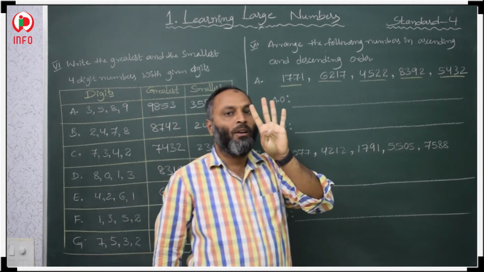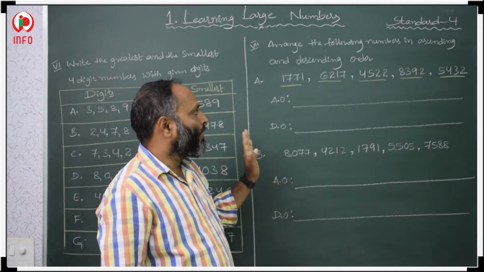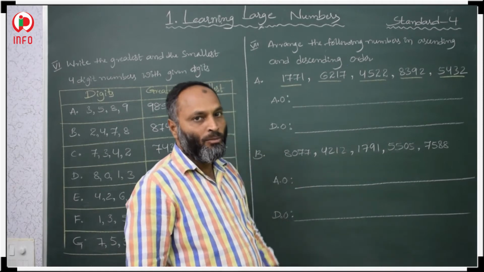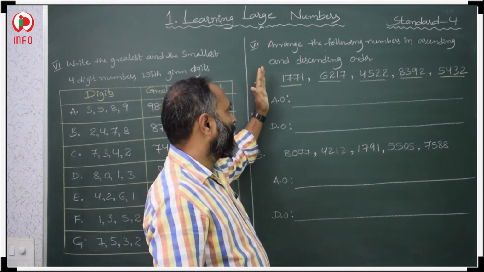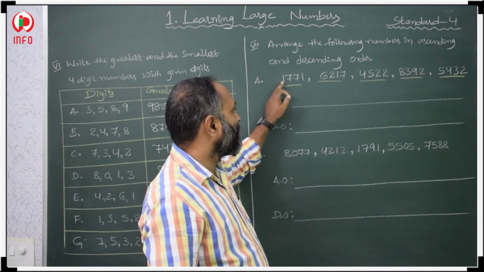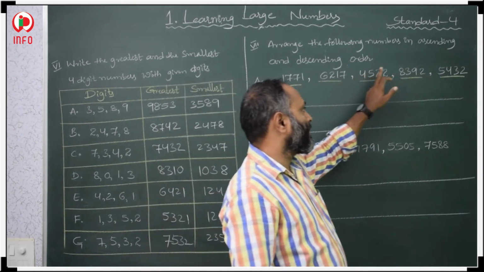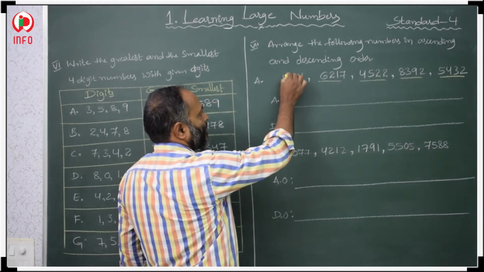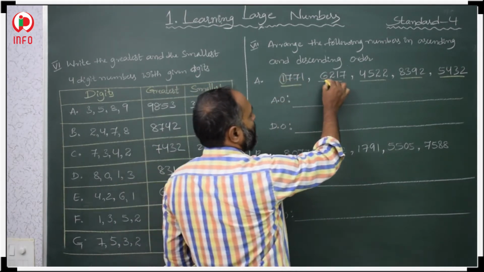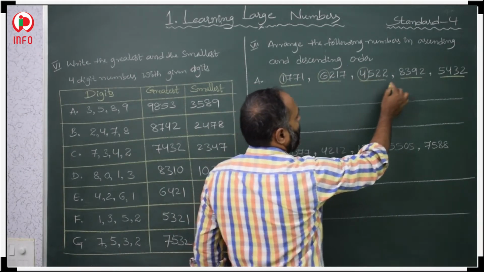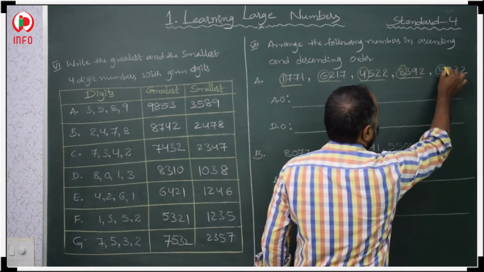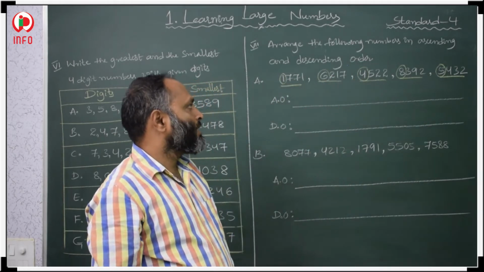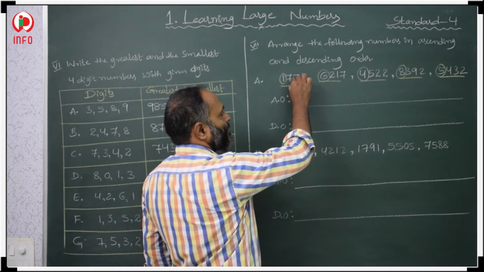How many digits were there? Four digits were there. So if all have equal digits, then we are going to decide which one is smaller. We start from the left side, the first digit. In this first digit, here 1, here 6, here 4, here 8 and 5. In all, 1 is the least one. This is the smallest one.